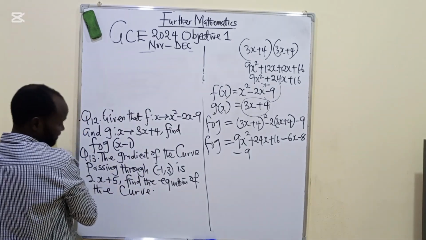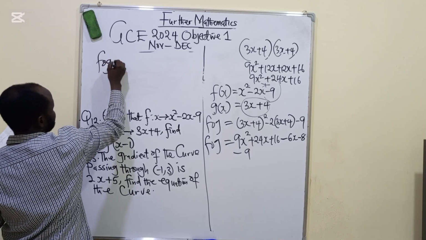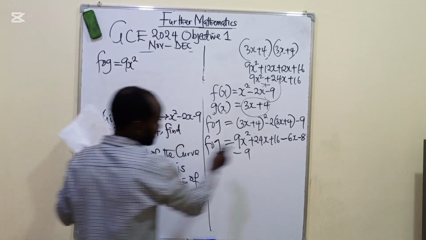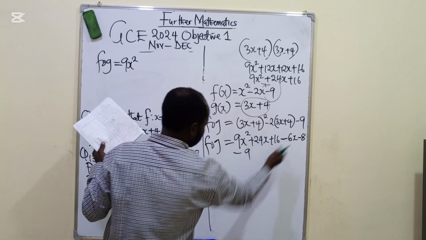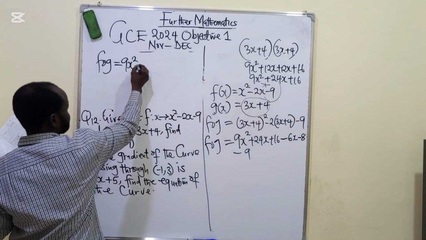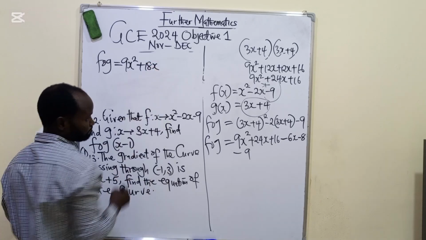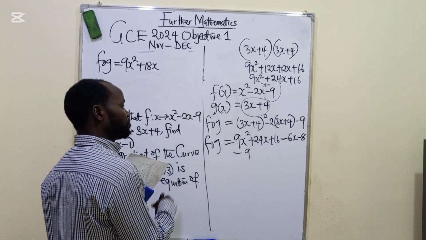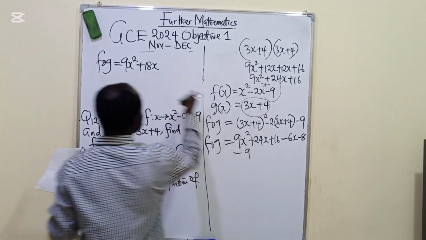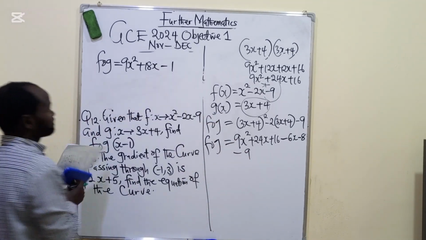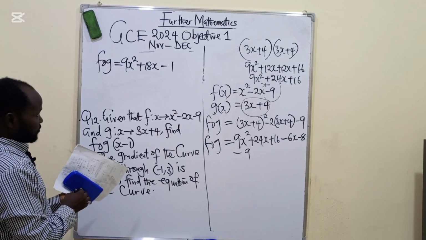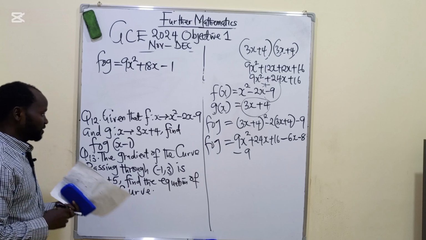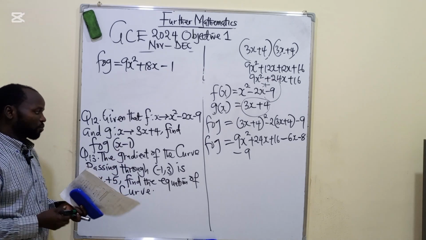Okay, let's move here to see what we'll have. f of g will be equal to, we have 9x squared, 24x minus 6, that will be plus 18x, then plus 16 minus 8, that will be 8. 8 minus 9, that is minus 1. Very important. So this will be f of g, but we're not looking for f of g, we're looking for f of g of x minus 1.